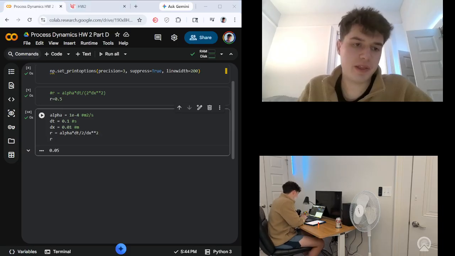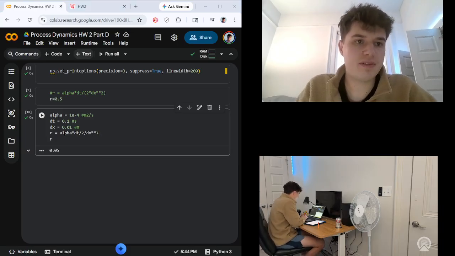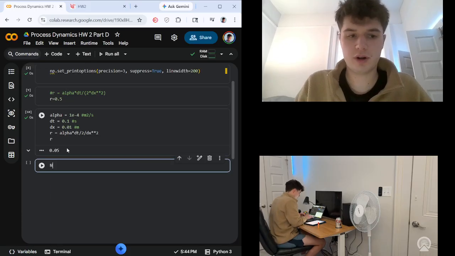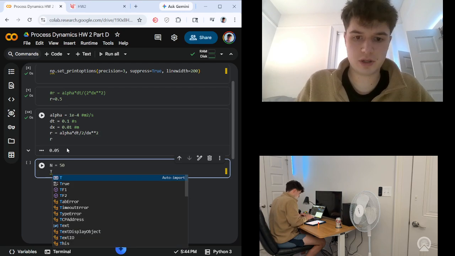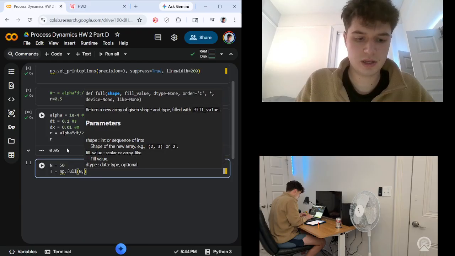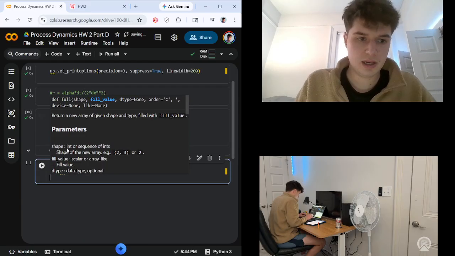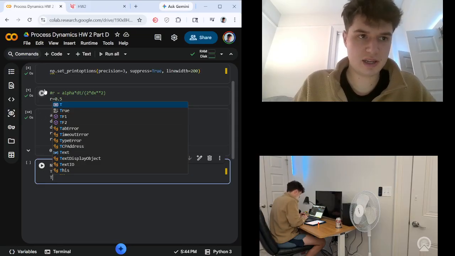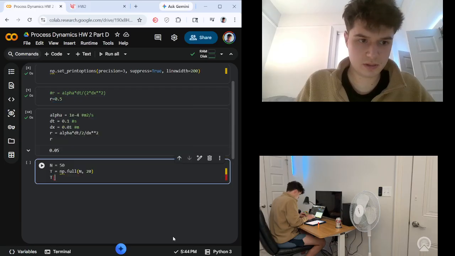Just to let you guys know, when we ran this, r is equal to 0.05, and we will add a new line of code, and we want our iterations to be equal to 50 this time. We want our temperature to be equal to, again, this np.full, just like the last one, starting at 20. This is all the same as last time. T sub 0 is going to be equal to 40.